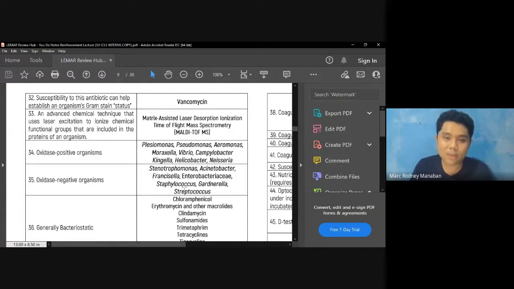Celsius. Ah, it is motile at 25 degrees Celsius. Okay? Right? All right. Yes. Okay. Non-motile at 37, motile at 25 degrees Celsius. Yes, correct. Okay, take note of that.